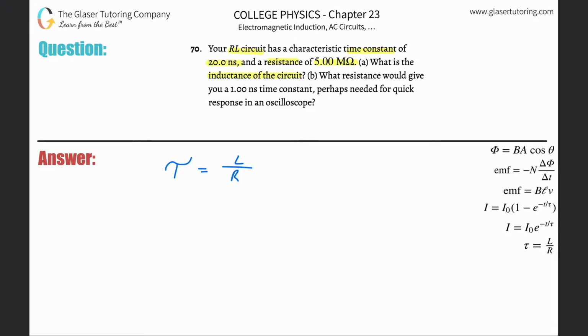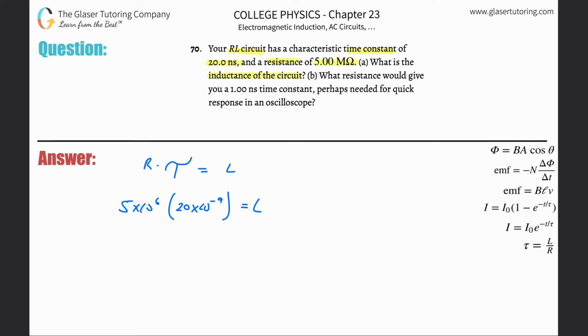In order to do that, I would cross multiply this resistance on over, right? And therefore now I have that the inductance here is equal to the resistance multiplied by the time constant. So the resistance has to be in ohms. They gave you mega ohms, so simply take that and multiply it by 10 to the sixth. They gave you the time constant of 20 nanoseconds, but we need that in seconds, so take 20 and multiply it by 10 to the minus ninth.